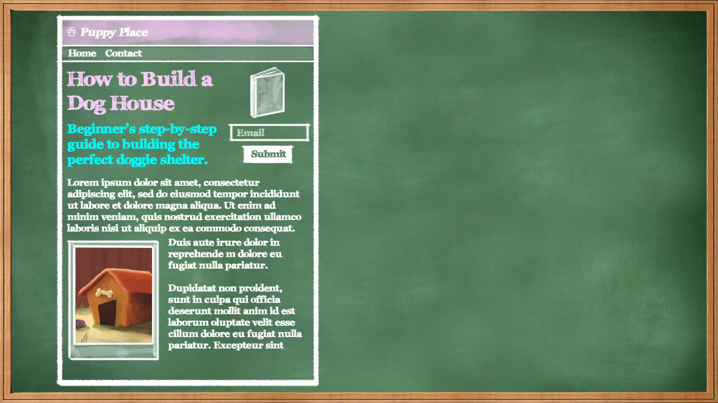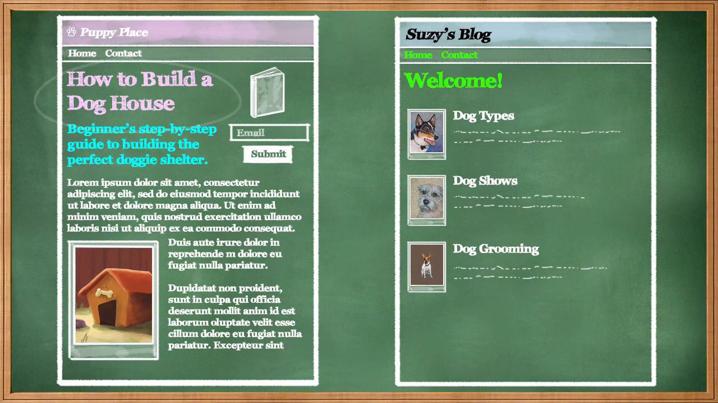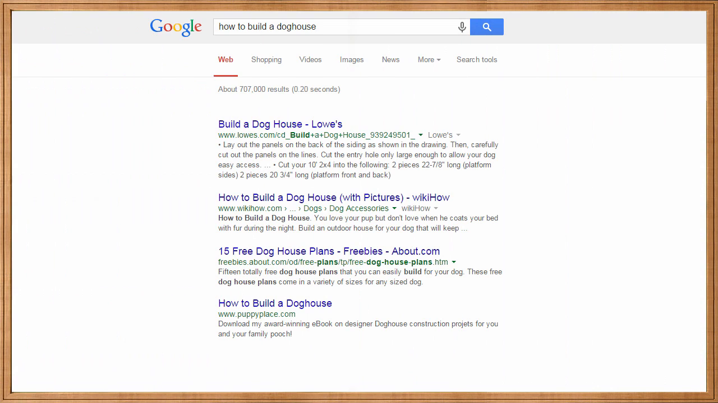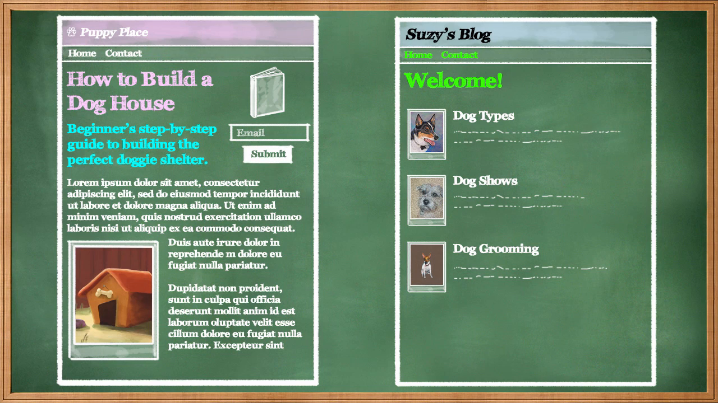So suppose that Tom owned a puppy website where he sells his ebook on how to build a doghouse. And suppose Susie has a blog about pets called susiesblog.com. Tom wants his website, puppyplace.com, to rank higher in Google for the keyword how to build a doghouse. So Tom writes an article on cool doghouse designs for Susie, and he emails it to her.